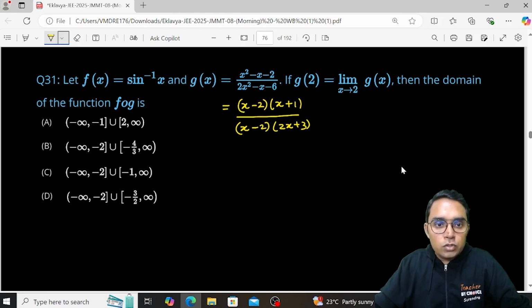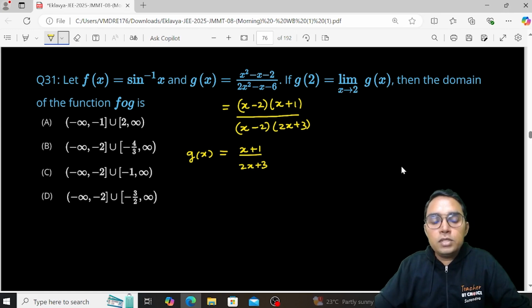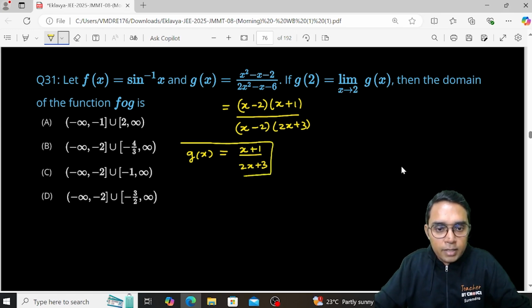So it is matching. So whenever we do such question, we always say it will be equal to x plus 1 upon 2x plus 3, provided x is not equal to 2. But if we are given in the question itself that g(2) is defined separately and it is equal to the limit of g(x) as x approaches to 2, then I can also claim that my entire g(x) function is given by this linear upon linear only. Okay, now they are saying fog. Fog means it is sine inverse of g(x), which is x plus 1 upon 2x plus 3. And we have to find the domain of this.